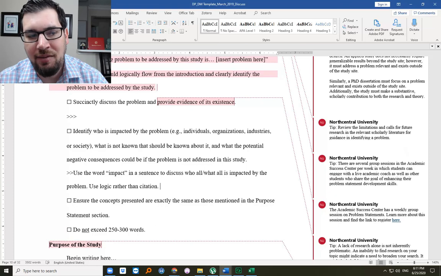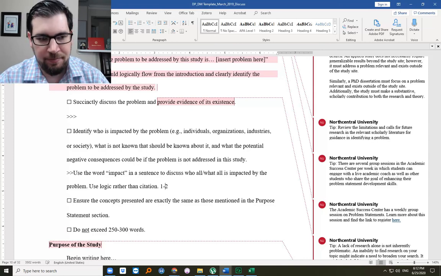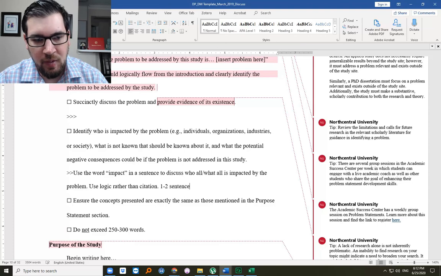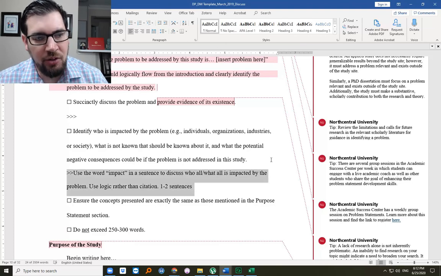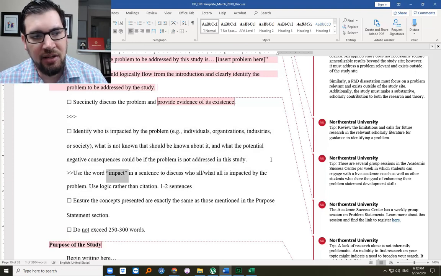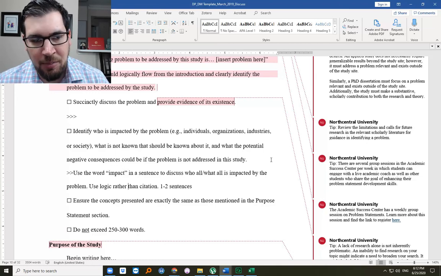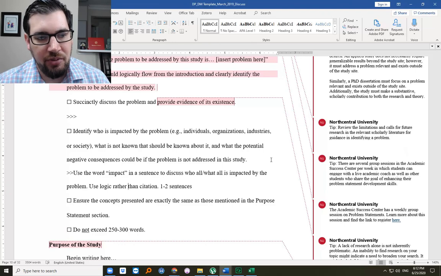You might not have evidence for all this. You're asked to just be thoughtful, and you don't want to go on and on. You want about one, maybe two sentences to discuss this. But you do want to use a sentence, and you want to signal that you're accomplishing this criterion by using some derivation of the word impact. For example: the problem is impacting individuals that are at risk of COVID-19 infection.